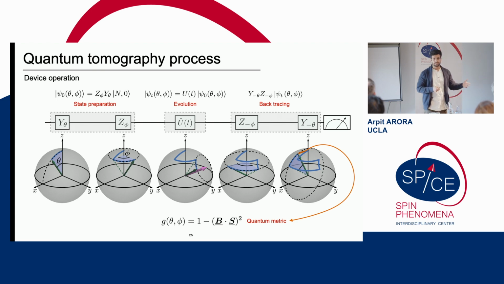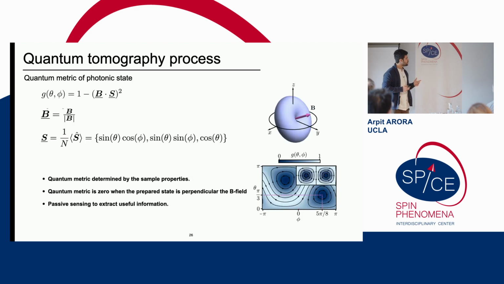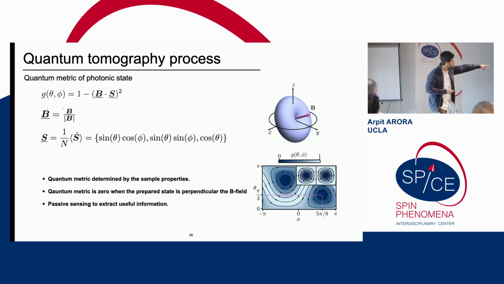the quantum metric. Now, this quantum metric has a very important property: it depends on sample properties, and that's captured inside the B. For example, if we have a state that's prepared perpendicular to this B vector, we will have a vanishing quantum metric, shown in the inset of this figure, where these bright blue spots show zero quantum metric. If we prepare any other arbitrary state, then these positions of minima and maxima shift, as shown in the main figure.